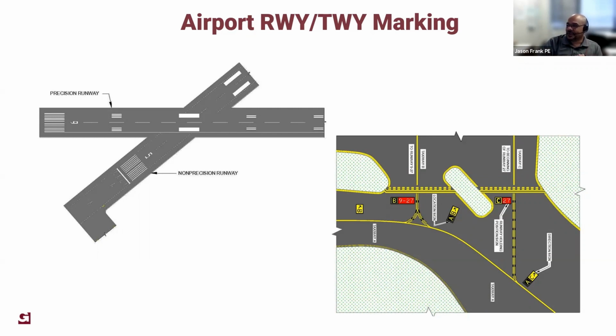So you can see there on the right side, we have our yellow center line. We have our surface painted signage. You also see a double yellow line followed by a double dash line. That is called a hold position marking, which indicates that there's a runway there, so that the pilot will have to hold until he or she is cleared to cross the runway or proceed on the runway for takeoff.